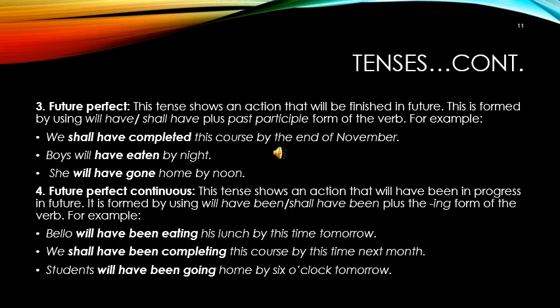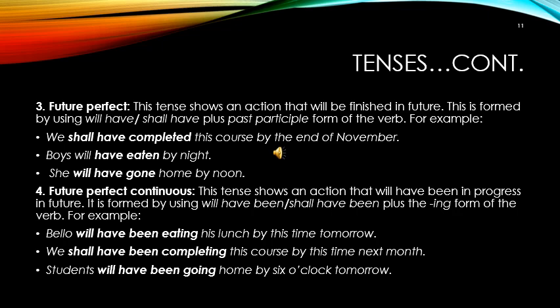The future perfect. This tense shows an action that will be finished in future. This is formed by using will have or shall have plus the past participle form of the verb. For example, we shall have completed this course by the end of November. Boys will have eaten by night. We will have gone home by noon.